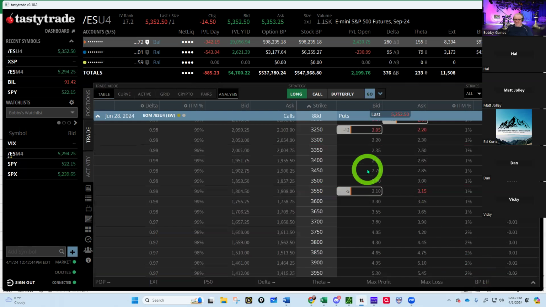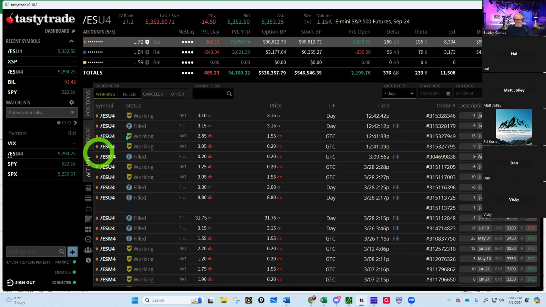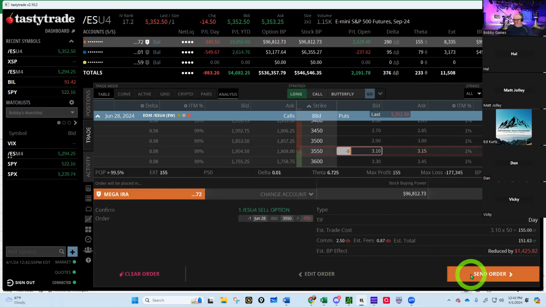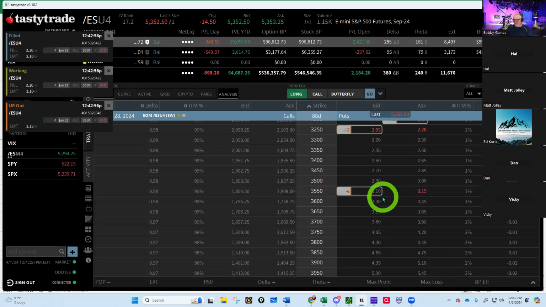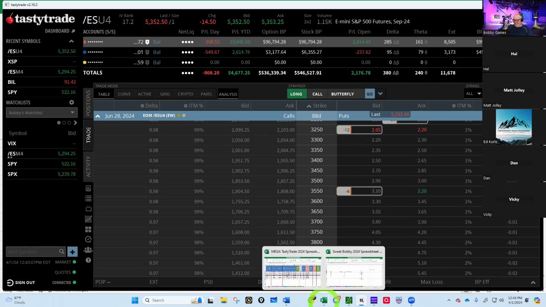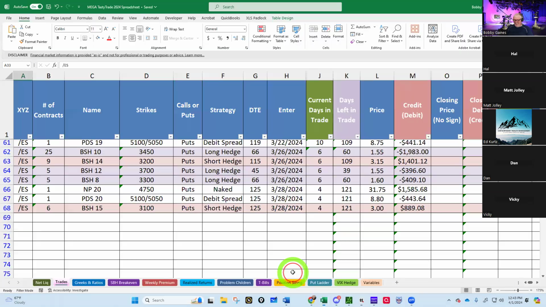Oh, now I can't get filled. Unbelievable. Let's go get it. Now I got to move my order to 310. Now we got 6 of them. There we go. So 6 35.50s at 88 days. 35.50, 88 days.